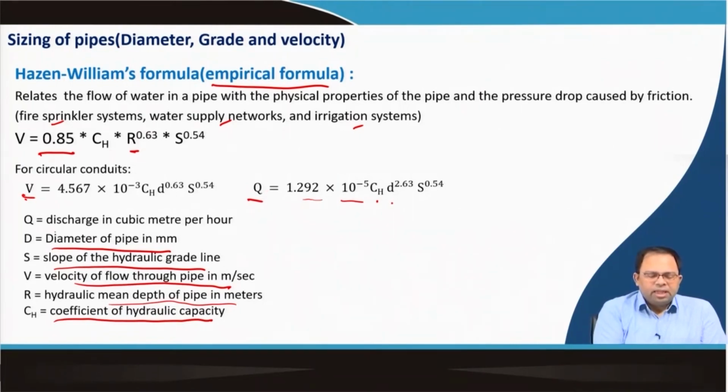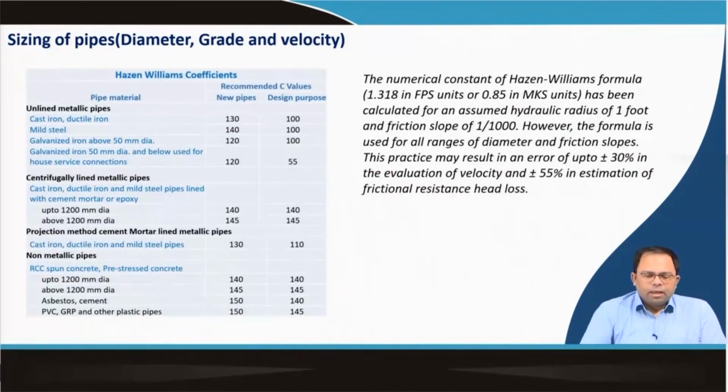So, Q is basically the discharge in cubic meter per hour. The issue with this formula is the numerical constant of the Hazen-Williams formula, which is 0.85, as I was showing you earlier. This is in MKS units and 1.318 is in FPS units, but this is calculated by assuming a hydraulic radius of 1 foot and friction slope of 1 by 1000. So, this is something which is fixed, and based on that we have arrived at this 0.85 value.